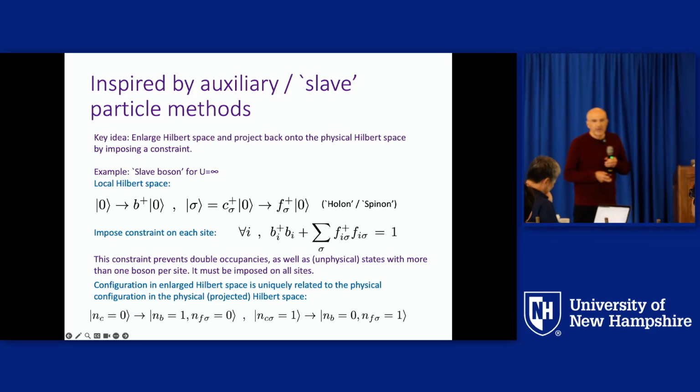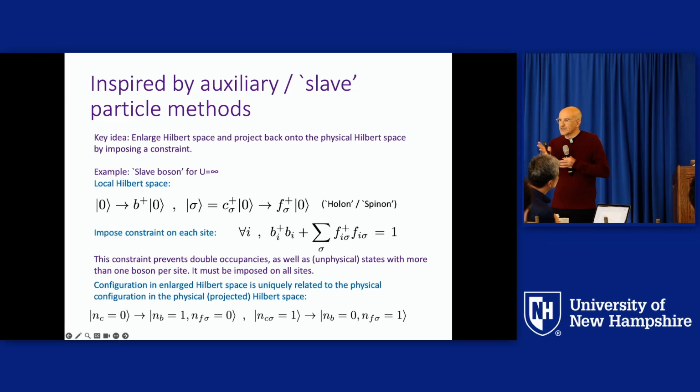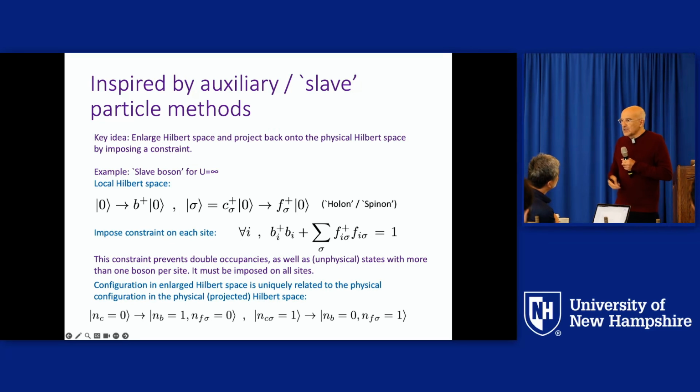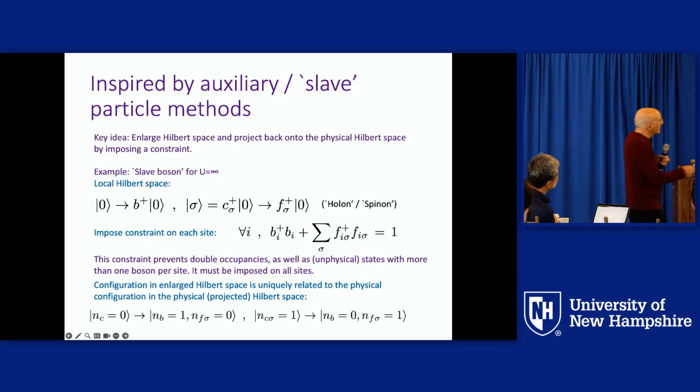There are many flavors again. Imagine we have a U equal infinity Hubbard model, so let's say a t-J model, where on each site we can only have 3 configurations: 0, up, or down. We're going to introduce an additional degree of freedom, a boson, which tracks the empty state. So we're going to declare that we have an enlarged Hilbert space by a bosonic degree of freedom, where when we have no electrons, we have one boson. When we have an electron, we have one fermion and no boson.